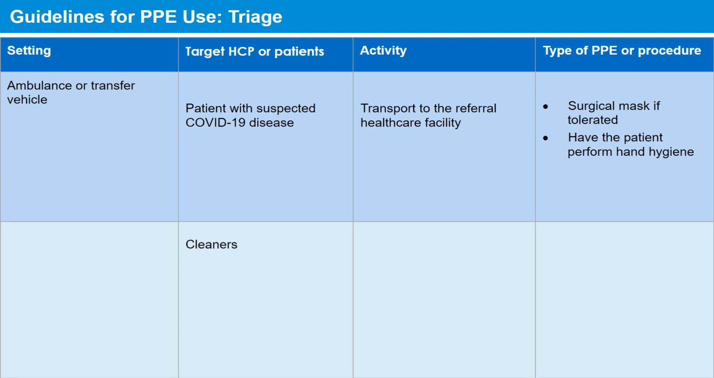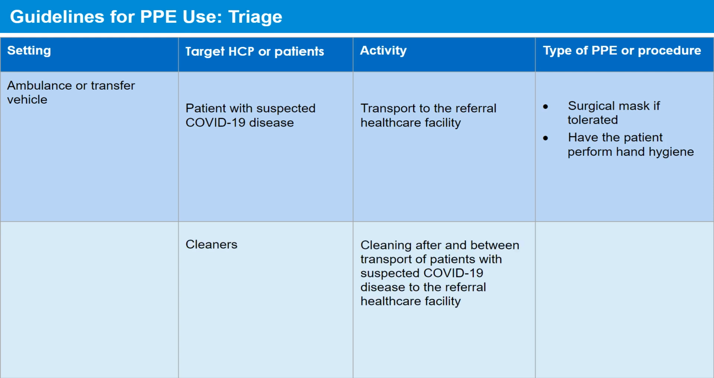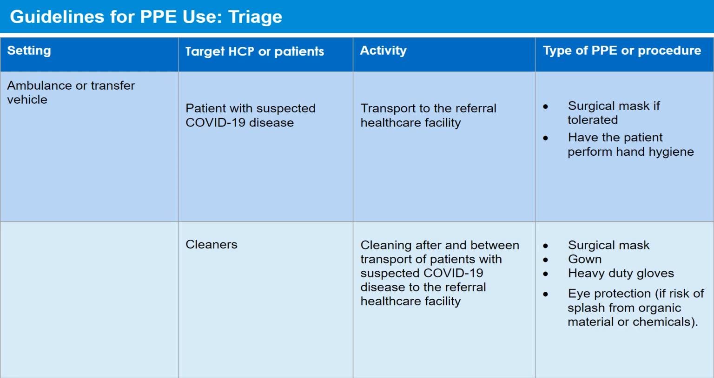Cleaners of ambulance or transfer vehicles who are responsible for cleaning after and between transport of patients with suspected COVID-19 disease to the referral healthcare facility need to wear surgical masks, gowns, heavy-duty gloves, eye protection in case of risk of splash from organic material or chemicals, and closed work shoes. They should also perform hand hygiene.